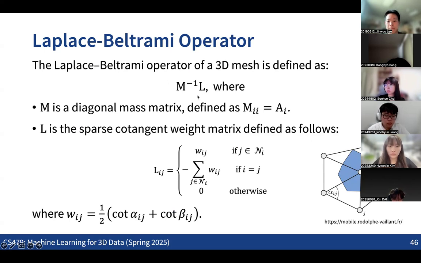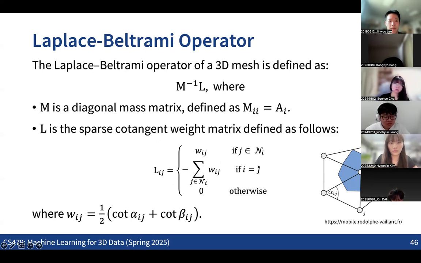And the L matrix here is defined as a sparse cotangent weight matrix, which is defined like this. You can see that the quantity we saw in the previous slide, defined with the cotangents of the angles, is actually the weight matrix used to define the Laplacian operator for functions defined over the surface.